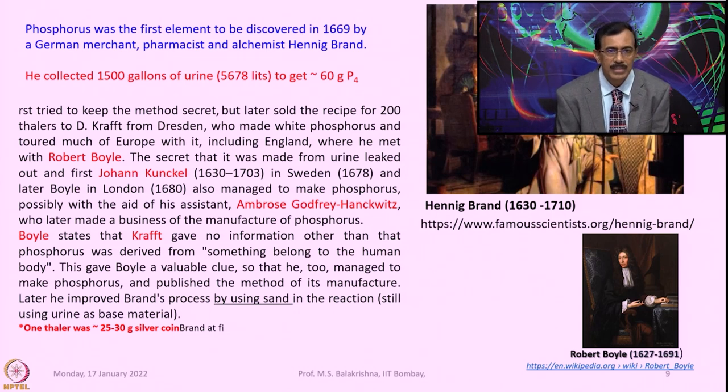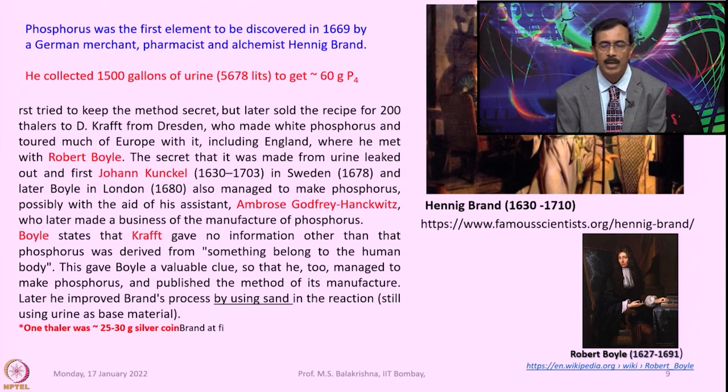So the secret of making phosphorus from urine leaked out fast, and Johann Kunckel in Sweden and later Boyle in London also managed to make phosphorus using the same strategy as that of Hennig Brand. And of course, later Ambrose Godfrey Hanckwitz, the assistant of Boyle, joined together and they started a business of manufacturing phosphorus.